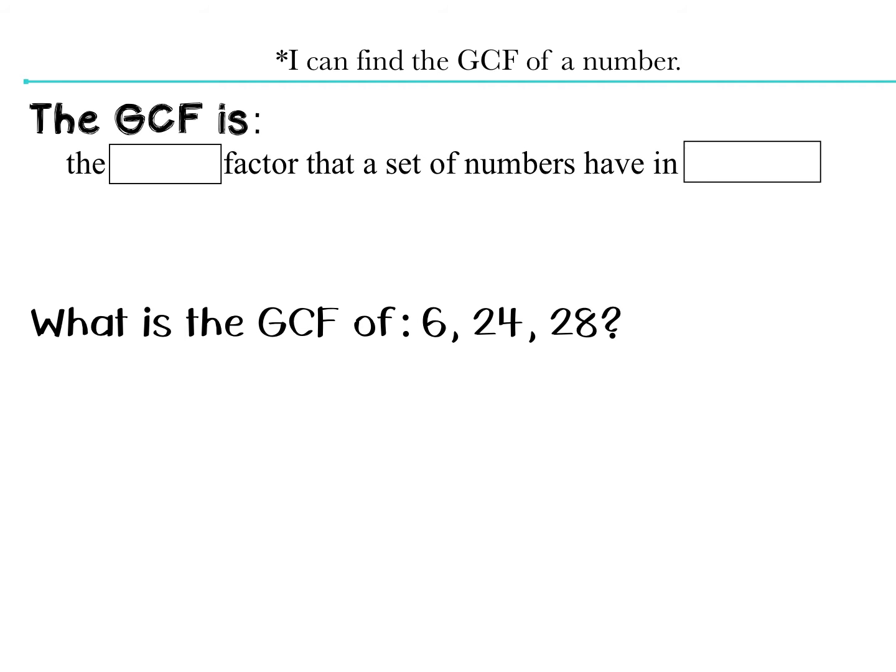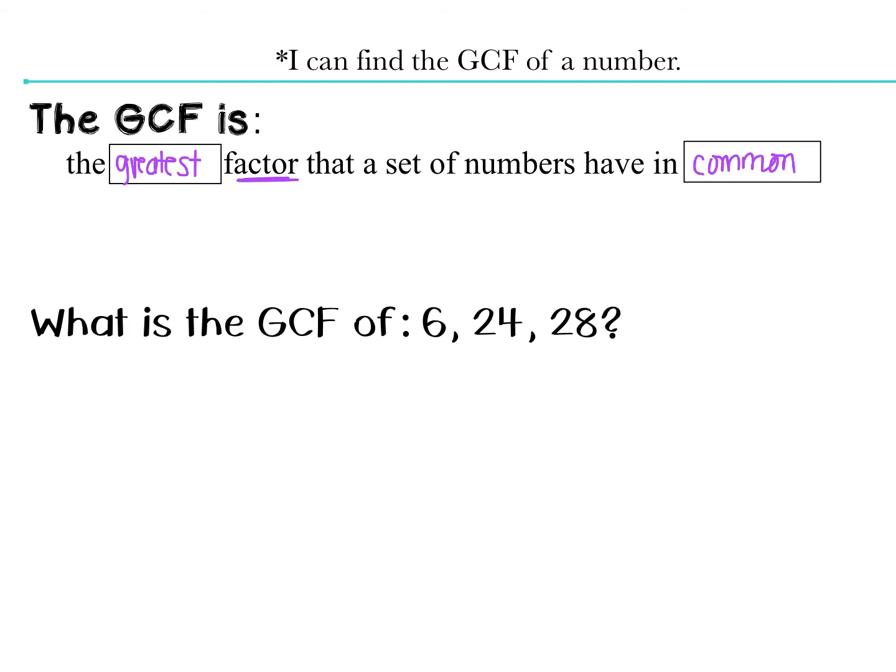So we're going to come back to that, but I'm going to give you a little bit of information before that. So the GCF, hopefully you remember this from your elementary school years, but the GCF is the greatest or largest factor that a set of numbers have in common. So it's the largest number, greatest factor that a set of numbers have in common. And remember, factors are numbers that can be multiplied together to get that value. So a factor is never going to be larger than the number that we're looking for.